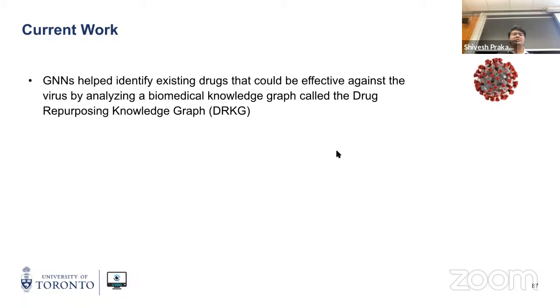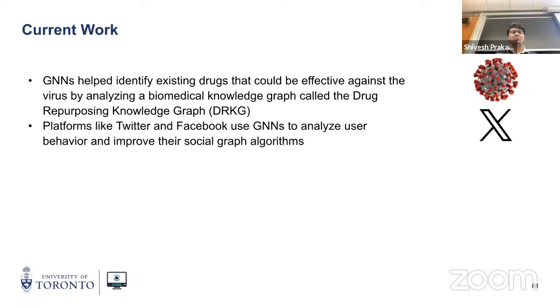So finally, let's discuss where all GCNs, or GNNs, are being used. GNNs are used to identify existing drugs that would be effective against the COVID-19 virus. Platforms like Twitter and Facebook use GNNs to analyze user behavior. Based on a user's data, they'll help you know if you know that person, or if you want to follow someone else, or connect with someone, all those things.